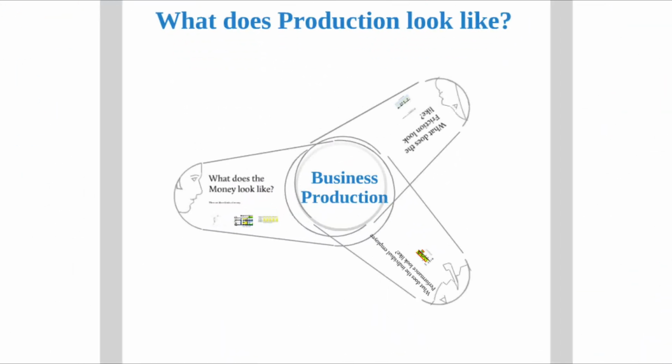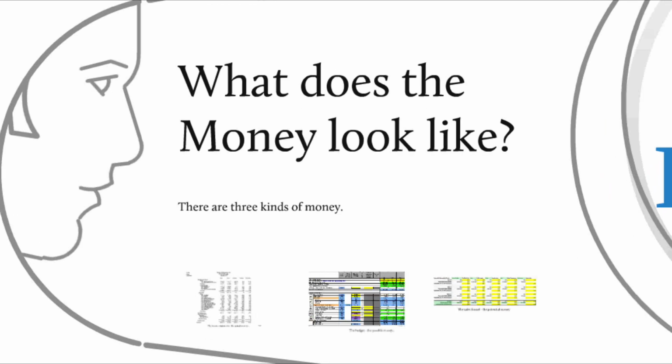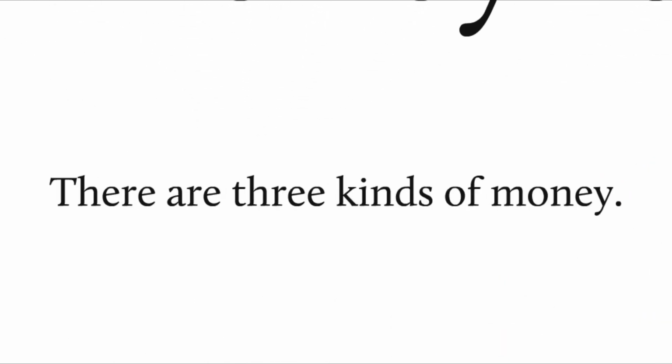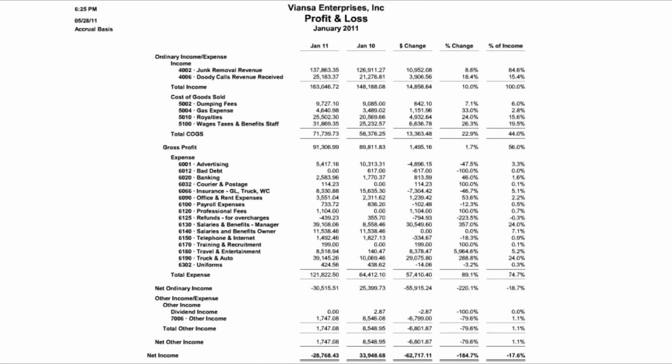And so production looks like it contains three things. The first part is what does money look like? And in order to understand what money looks like, it's important to understand there are actually three kinds of money in a business and actually in the world, just like there are three kinds of energy in the world. In a business, there is kinetic money or actual money, which is the money that flows in.